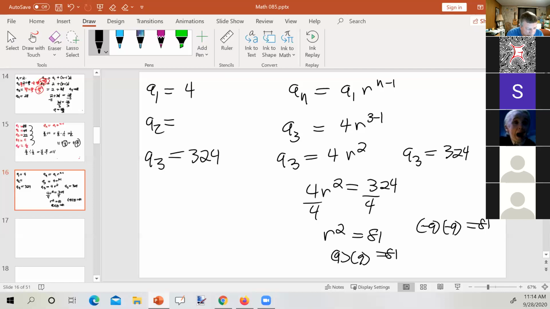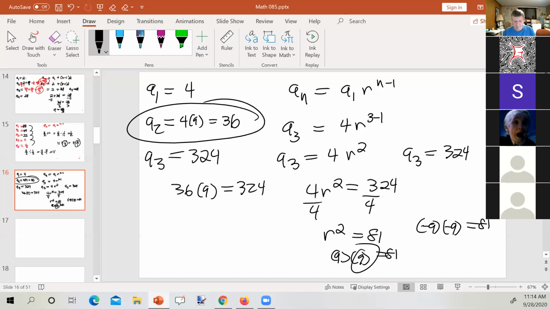It says, find the geometric mean between them. If it doesn't specify, then I believe they want the positive one. So in this case, we're going to use the positive 9. So 4 times 9 is 36. 36 times 9 is going to be 324. So your answer is 36. Okay with that? Yeah, I think so.